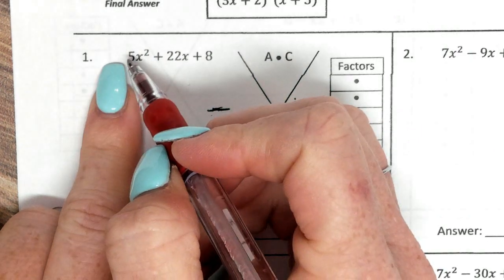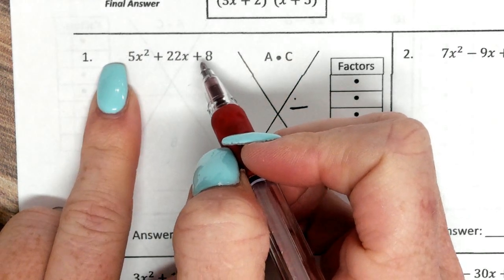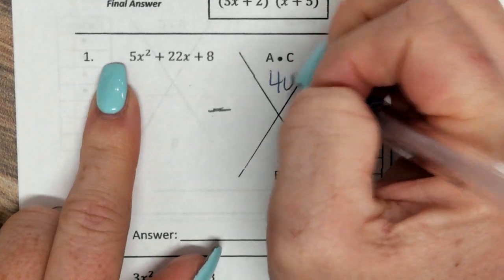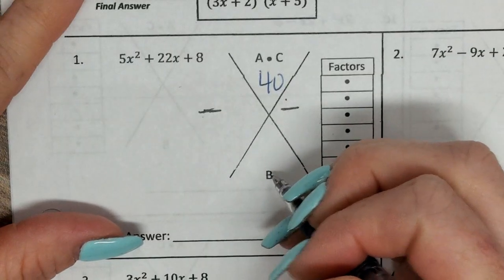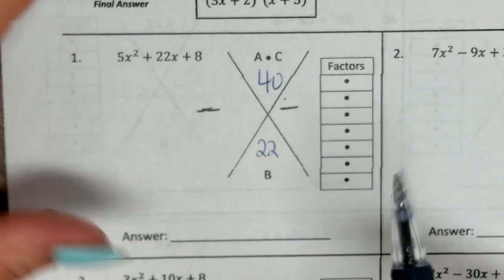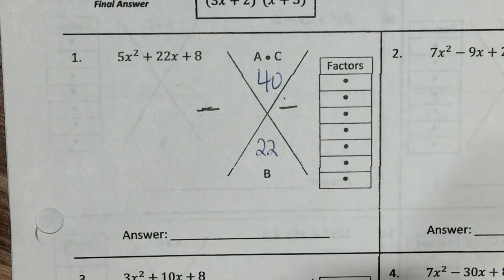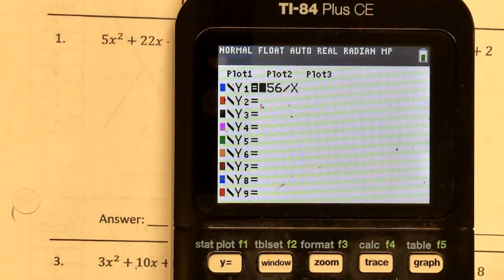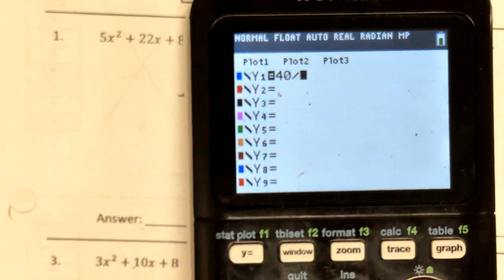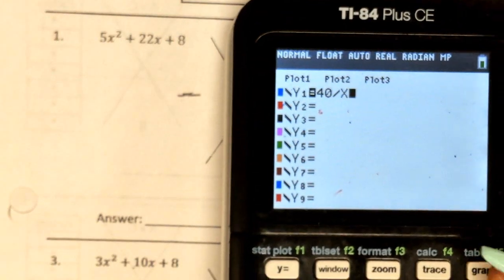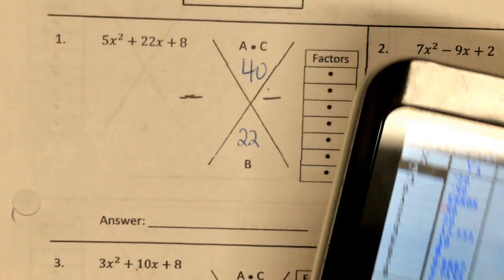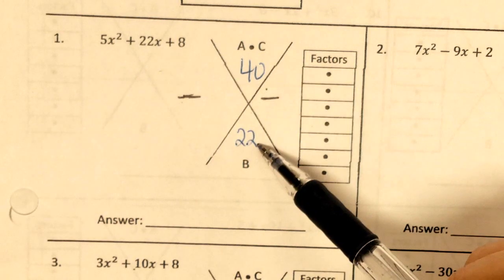So what is A? What is C? 8. So 5 times 8 is? And what is B? 22. So I'm looking for factors of 40 that add up to 22. Now don't forget that I have taught you how to find factors in your calculator. You can simply go to y equals and type in 40 divided by x, and that will tell you the factors of 40. So I go to the table and I say, okay, I need two numbers. They're both plus signs. So I need two numbers that multiply to 40 that add up to 22.